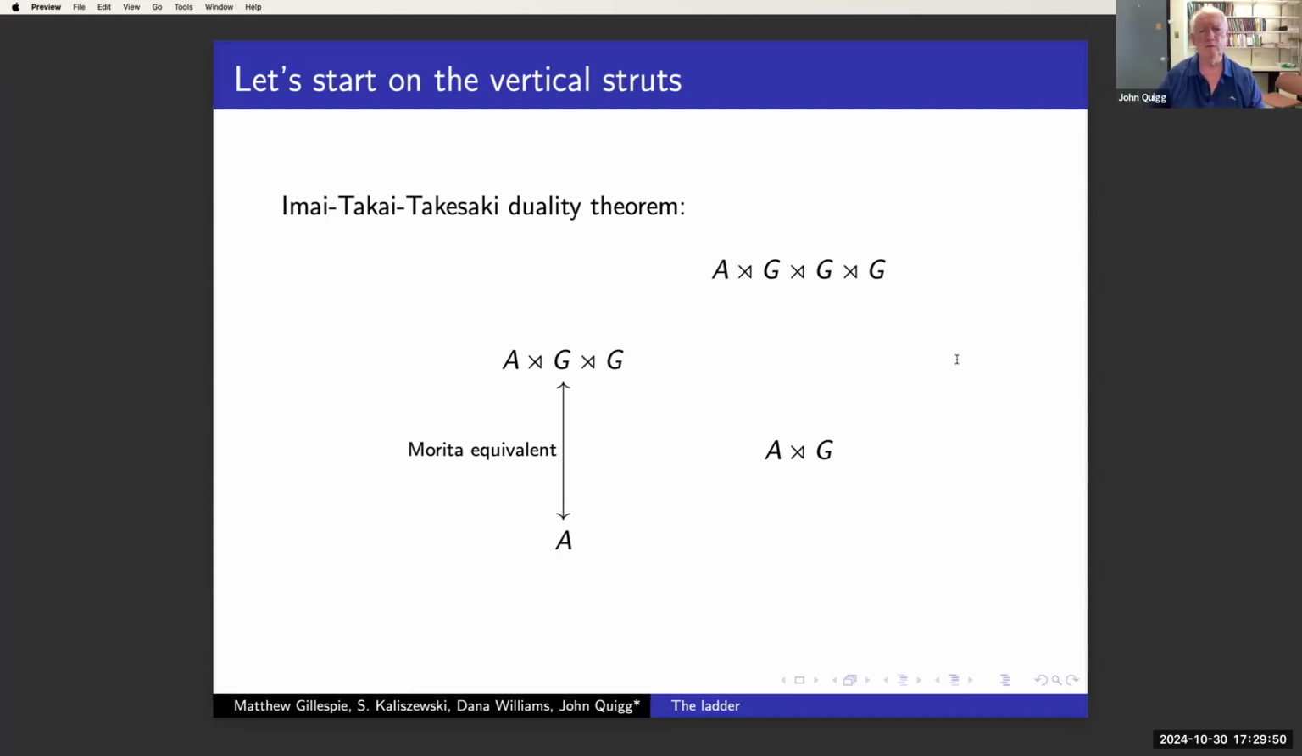But anyway, it turns out that for most applications, the Morita equivalence is the important thing. Knowing the stable isomorphism is not nearly so frequently required. So we have this Morita equivalence between A and the double cross product. Usually this is called the Imai-Takai duality theorem for cross product duality, but I like to mention the name Takesaki at least once, and I'll tell you why.